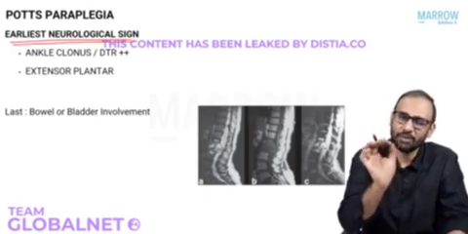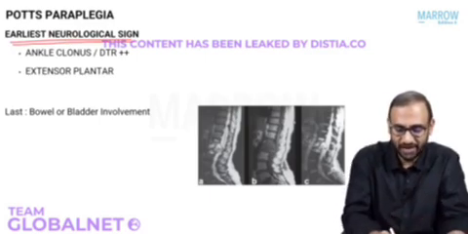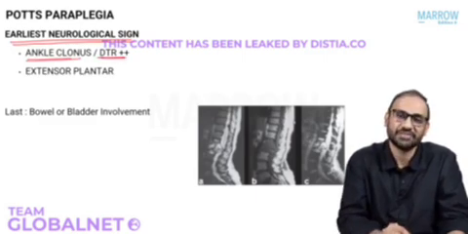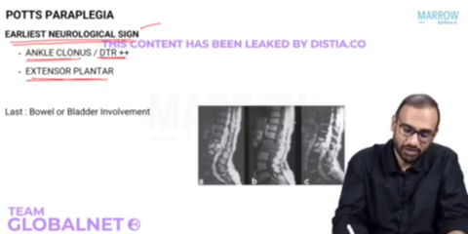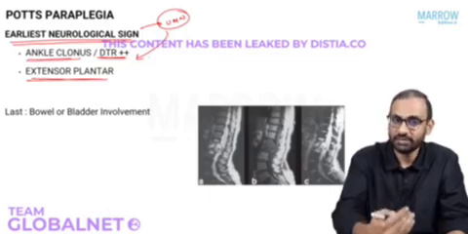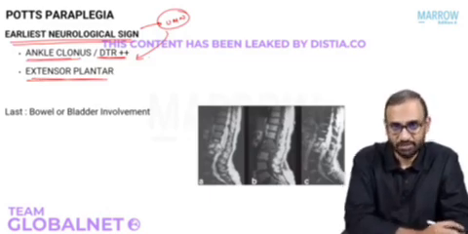So earliest upper motor neuron lesion will be ankle clonus or exaggeration of the deep tendon reflexes, followed by extensor plantars. So remember, earliest neurological manifestations are upper motor neuron lesion like manifestations in terms of ankle clonus or exaggerated deep tendon reflexes or extensor plantars.